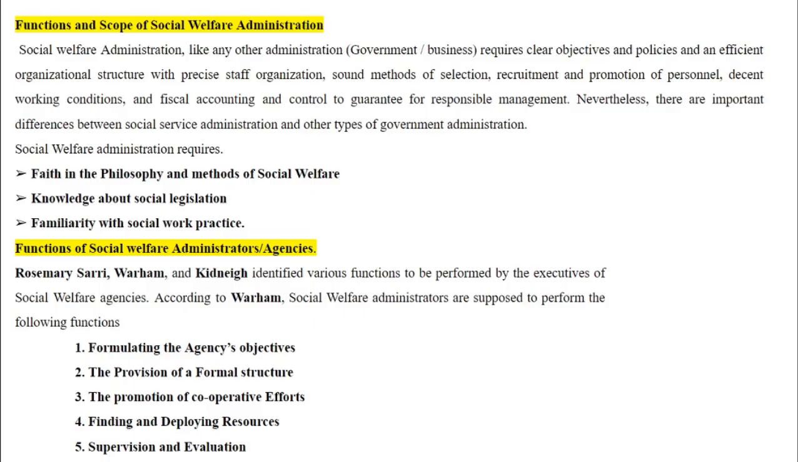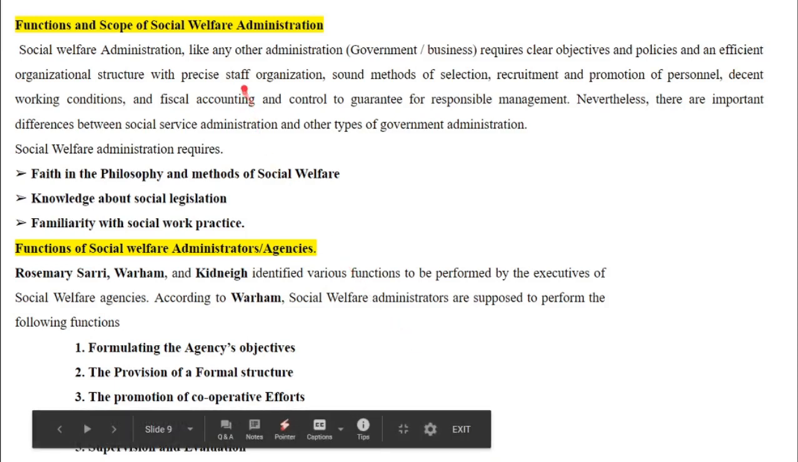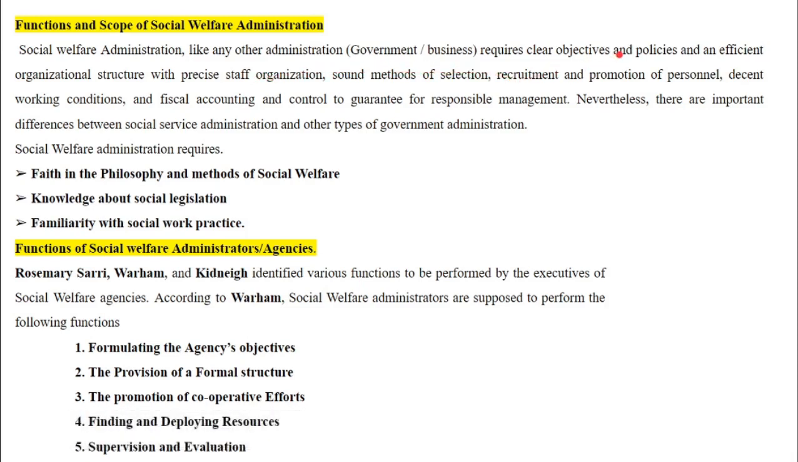Now, moving to the function and scope of social welfare administration. Social welfare administration, like any other administration, be it government or business, requires clear objectives, policies, and an efficient organization structure, with precise staff organization, sound methods of selection, recruitment and promotion of personnel, decent working conditions, fiscal accounting, and control to guarantee responsible management. Nevertheless, there are important differences between social service administration and other types of government administration.